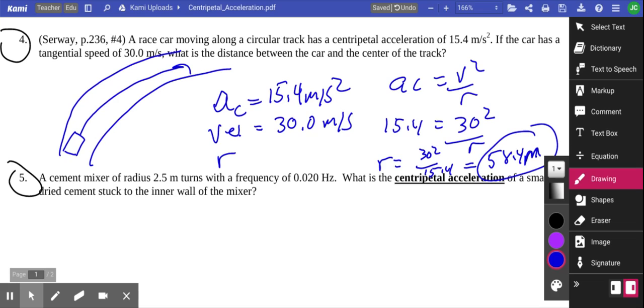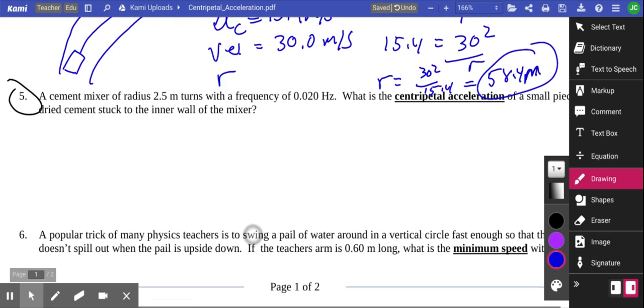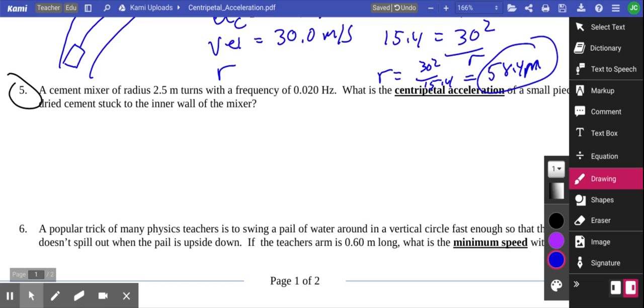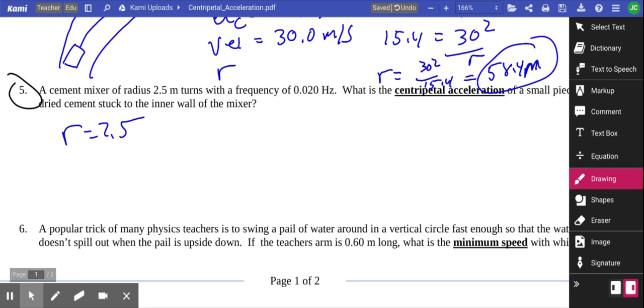Nice. And the last problem we're going to do, which is going to be the hardest of the set, is this one about a cement mixer. A cement mixer has a radius of 2.5 meters. R, that one's pretty straightforward. R is equal to 2.5. But it then says that it turns with a frequency of 0.02 hertz. That's not something we've seen here. We did see this earlier.